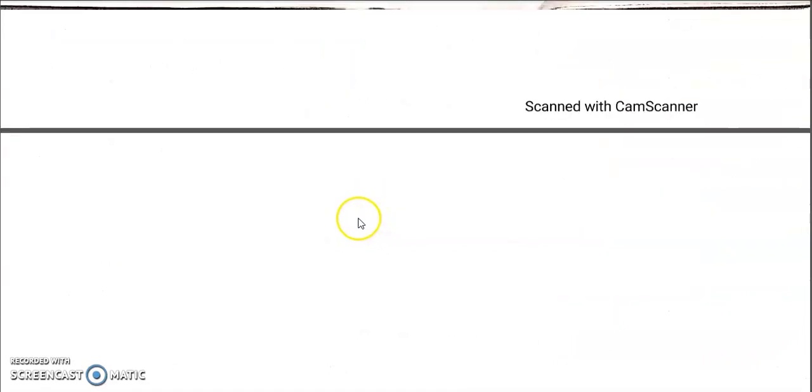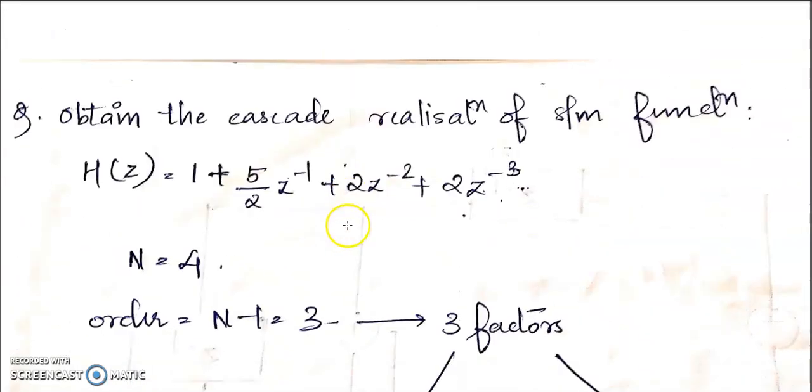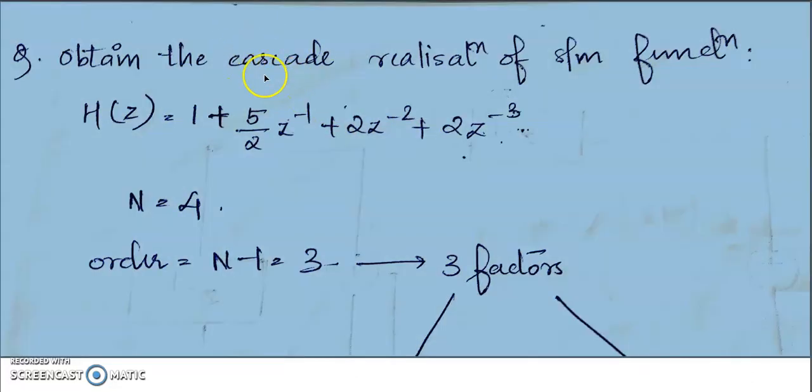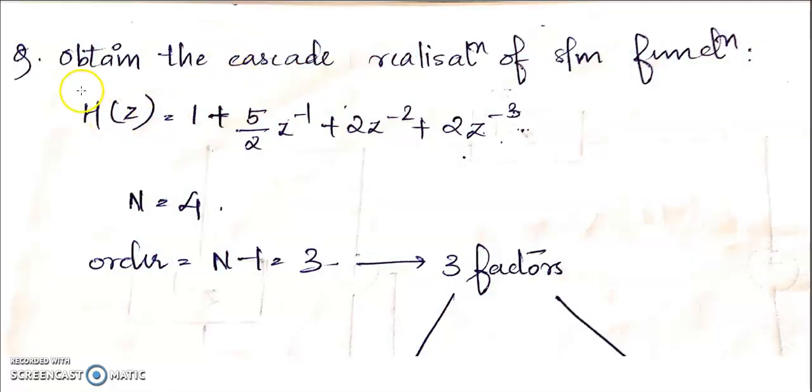Then we can check another problem. Here we cascade the realization. We want to realize this system H(z), which is given as a single polynomial, and here we want to perform the cascade realization. So we want to find its factors, and only then do we go for the realization.